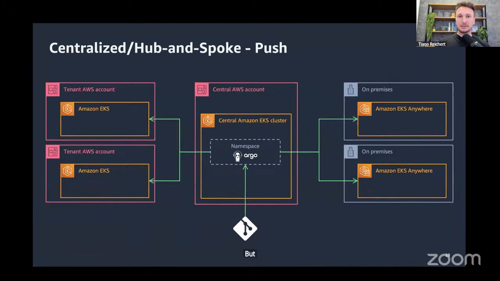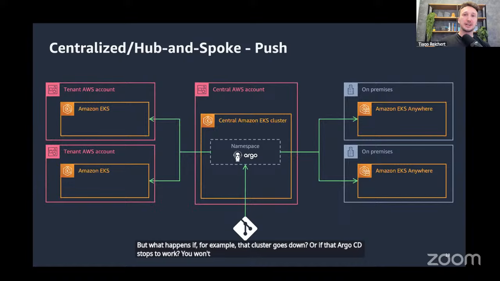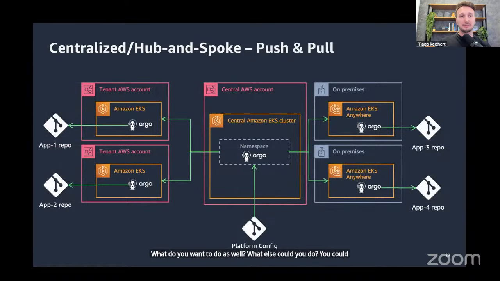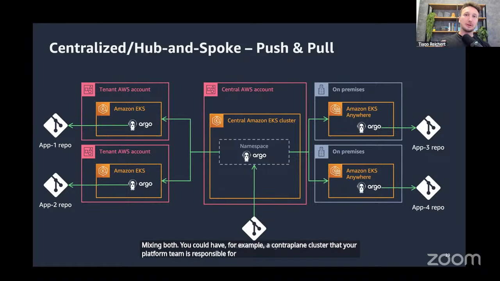But what happens if, for example, that cluster goes down or that Argo CD stops working? You won't be able to push changes to any of your environments. So you are introducing a single point of failure here. So maybe that's not what you want to do either. What else could you do? You could, for example, also have a strategy mixing both. You could have, for example, a control plane cluster that your platform team is responsible for, and only the platform team will have access to that Argo CD.